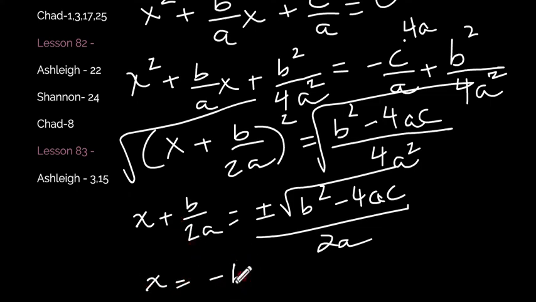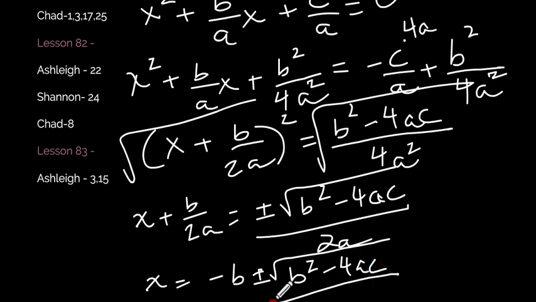So I'm going to subtract that. Since the denominators are 2a, I can just put that under all of those: negative b plus or minus the square root of b squared minus 4ac, all over 2a. And that is the quadratic formula. So if you forget it, just derive it.